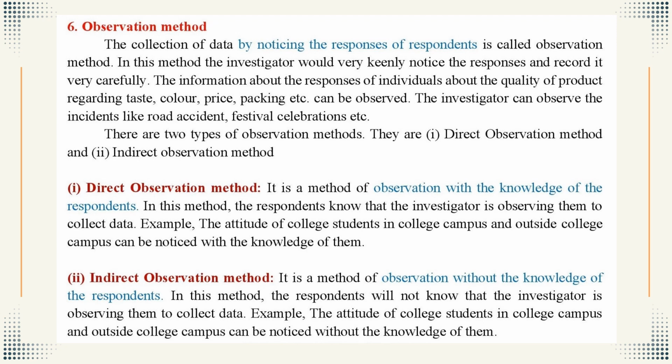Then the second one is the indirect observation method. This is opposite to the direct observation method. In this method, the respondents do not know that they are being observed. The same example can be taken. The attitude of college students within the campus and outside the campus can be studied without the knowledge of the students, and they should not know that they are being observed.